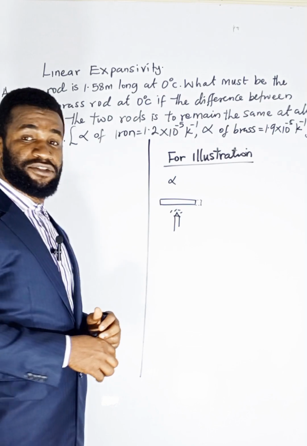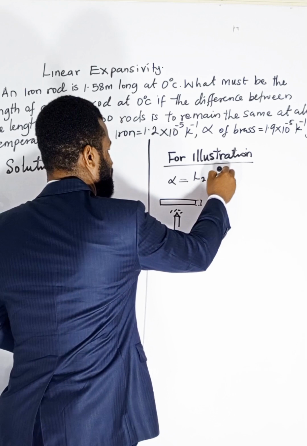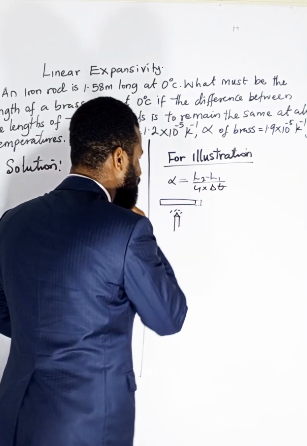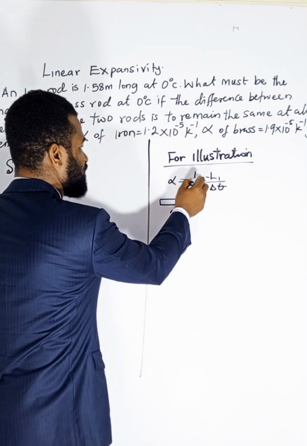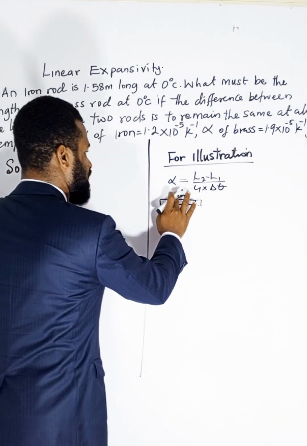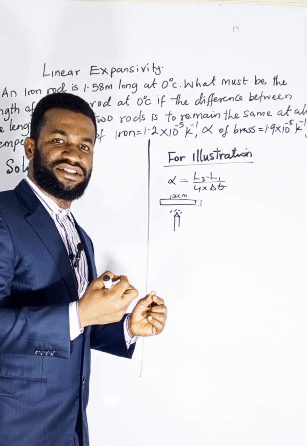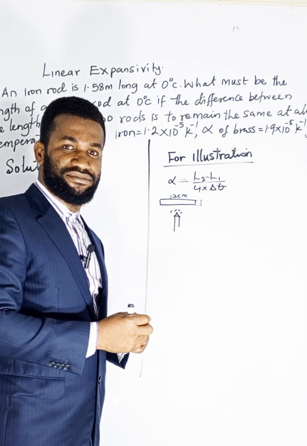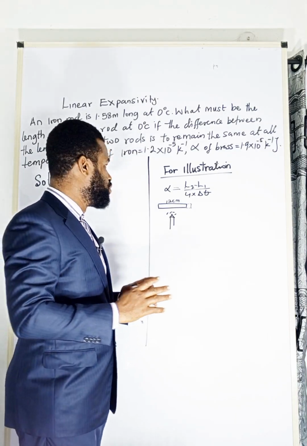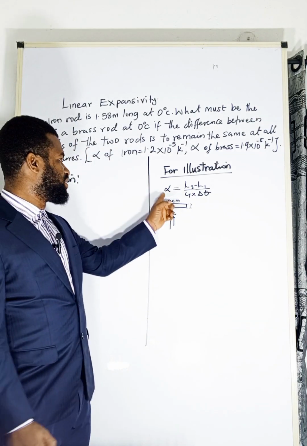Now, this coefficient of expansion is given as the change in length, that is L2 minus L1, all over L1 times the change in temperature. What this means is that if the original length was 10 cm before heating, and after heating it has reached 12 cm, the increment in length is just 2 cm. We are going to use this equation to buttress the point we mean when we talk about expansivity. This is linear expansivity.